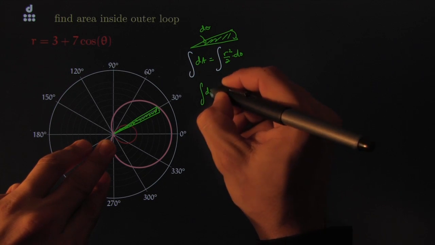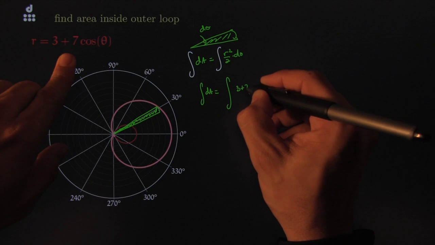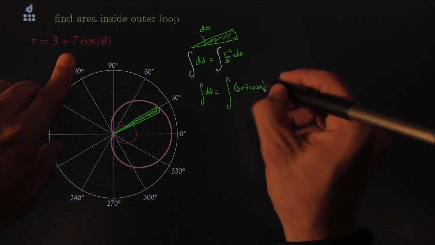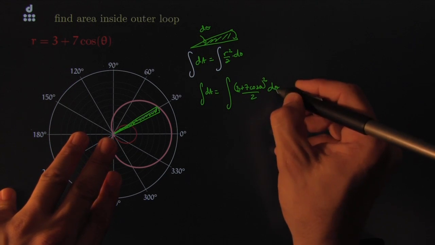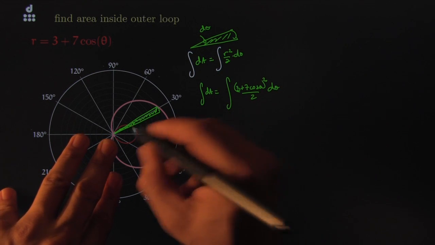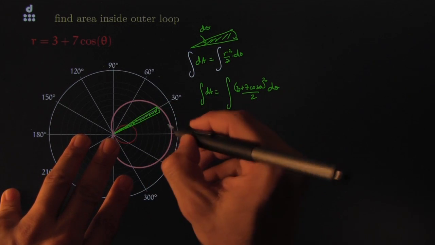That would give us that the sum of all the little areas would be the sum of (3 plus 7 cosine theta) squared over 2 times d theta. Easy enough. And of course I want theta limits. Now here it's important to figure out when is the outer loop being traced.